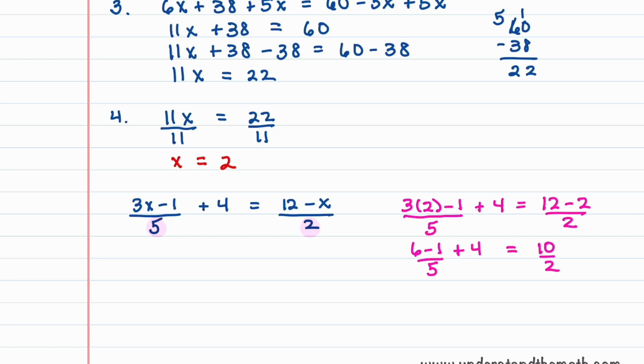On the left, 6 minus 1 is 5, so we have 5 divided by 5 plus 4. 10 divided by 2 on the right is 5. On the left, we have 1 plus 4 is equal to 5, and then let's squish it in down here. We have 5 is equal to 5, and we know that we've done the problem correctly. Hang with me. We just have one more problem, and it has decimals in it.